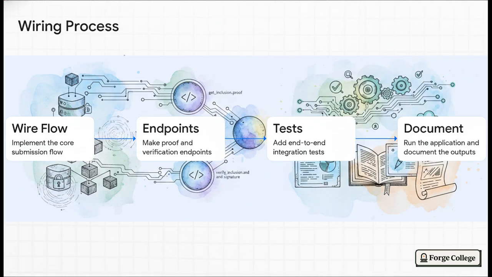Step 2, the endpoints. We build functions to fetch proofs and verify signatures so the math actually ties back to the data. Step 3, integration tests, just to prove the machine actually works. And finally, Step 4, run it, document it, and step back to admire your work. It's a highly logical imperative flow, no guesswork involved.